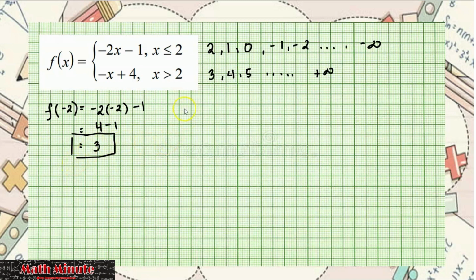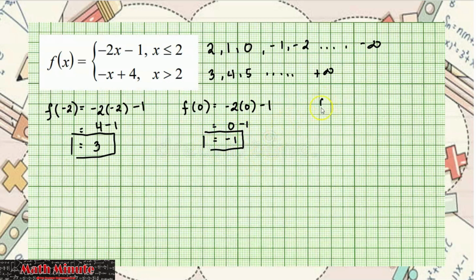Let's have another example. Suppose we have f of 0. We need to decide, is it negative 2x minus 1 or is it negative x plus 4? Since we know that 0 is less than 2, we will use the same definition here. So this will be negative 2 multiplied by 0 minus 1, and that would be equal to 0 minus 1, which equals negative 1. So f of 0 is equal to negative 1.